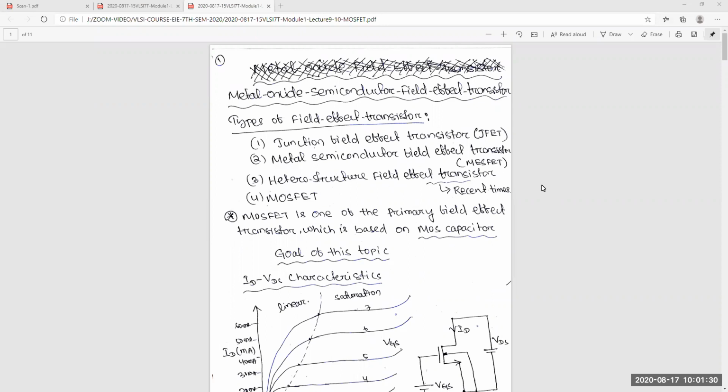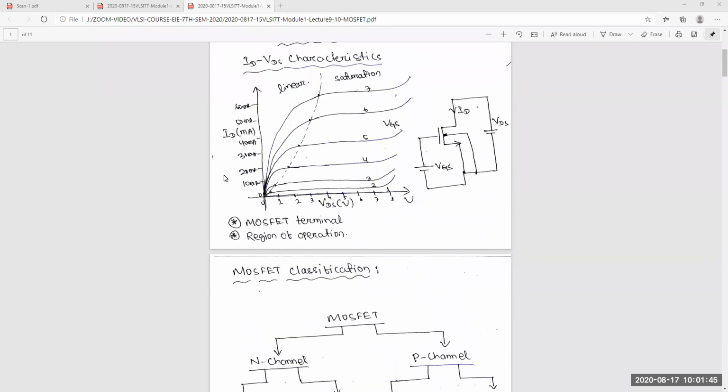When the current will flow depends upon the gate voltage, that is, the gate to bulk voltage or gate to source voltage. So that thing we will discuss here. Now our main aim is to get this type of curve. This is very important. This is our main goal: how we will get the ID versus VDS characteristics of a MOSFET.